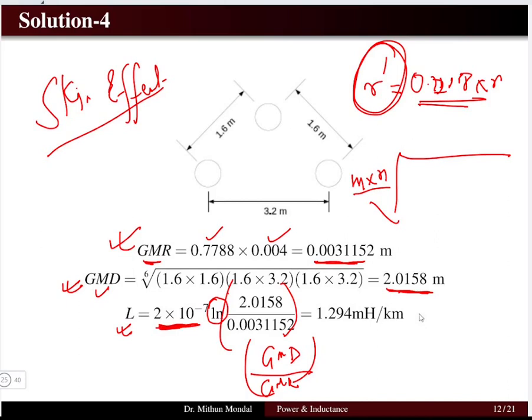Now understand, this is the value per phase. If we have the three-phase system, we have to multiply this with 4. Here the unit is millihenry per kilometer. We are getting 1.294 as the net inductance of the line. So once we calculate the GMD and GMR properly, then only we can get the inductance as the correct result.